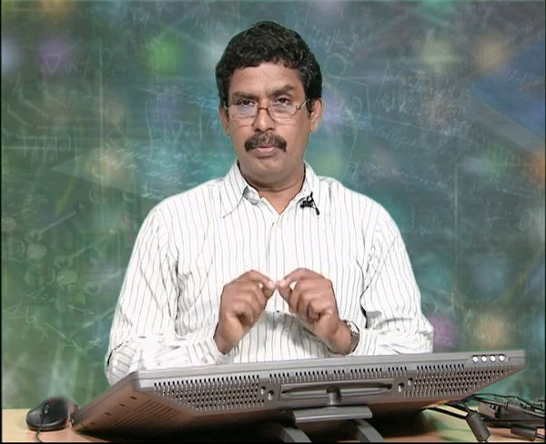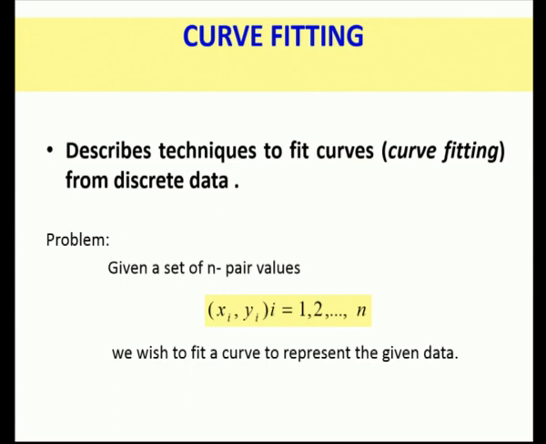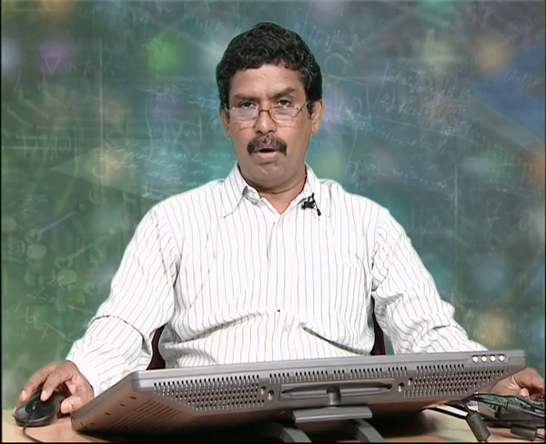You will be given a set of data. From that you have to find a curve representing the data. The given input is a pair of values xi, yi, for n pairs of values. From that we wish to fit a curve which represents the given data. That could be a straight line or a parabola, depending upon how the points are scattered, you have to choose the corresponding curve, either straight line or a parabola.